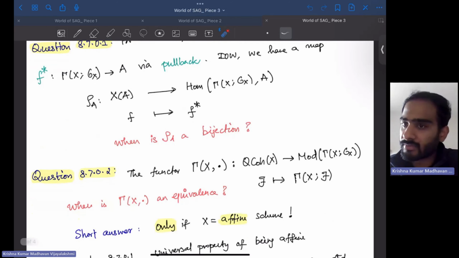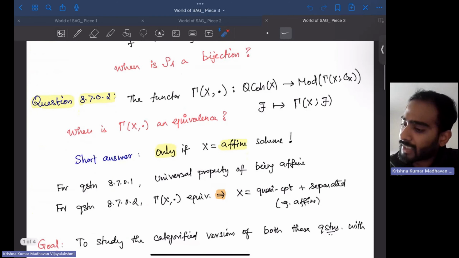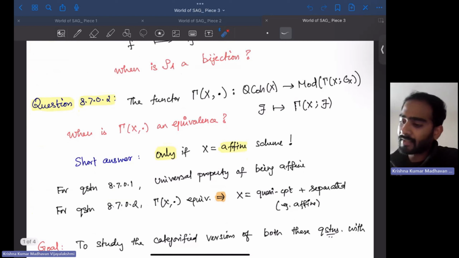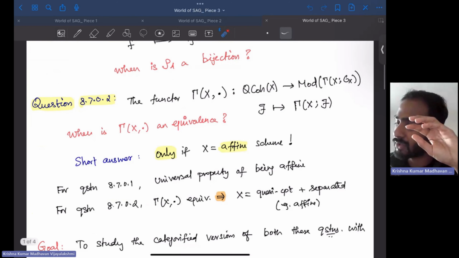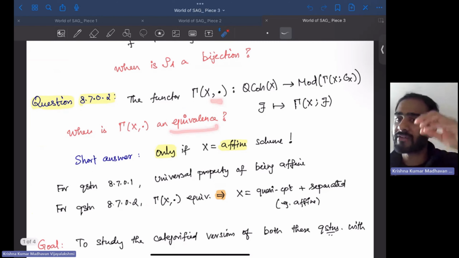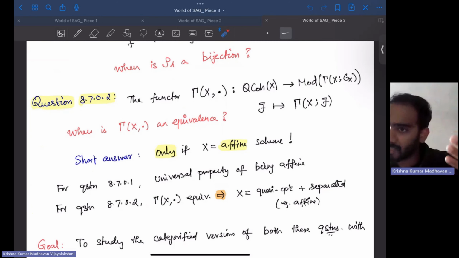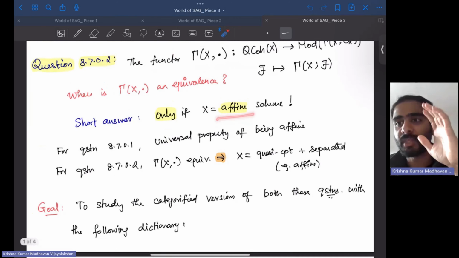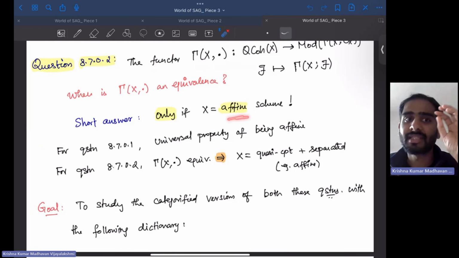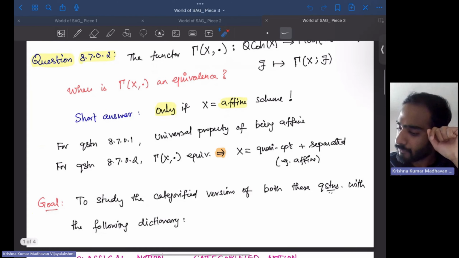This is like the first school of thought. And the second school of thought is, you can ask, we don't care about the bijection, but can we categorize these functors for which this is actually an equivalence? So can we have an object that sort of represents these functors? So for both of these questions, the short answer is yes, we can do it, only if the given scheme is an affine scheme, right?